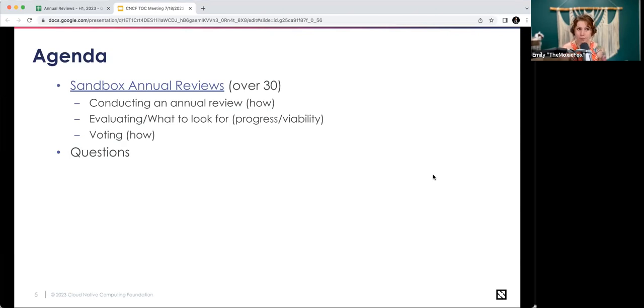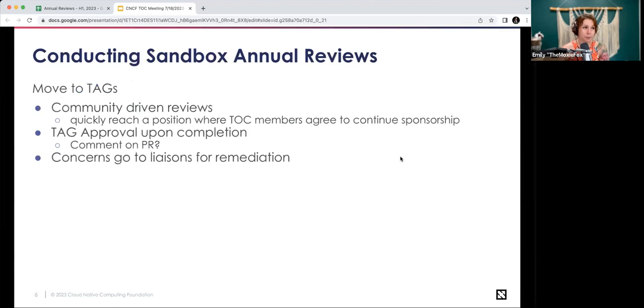In the past, when we had about 10 or 12, it was very easy for the TOC members to either pick up one, review it, engage with the project, check in with them, and then do a report out, or in bulk, sitting through our TOC meeting, reviewing all the content of the annual reviews, and then doing a bulk approval of them. So that's kind of how we've done it in the past.